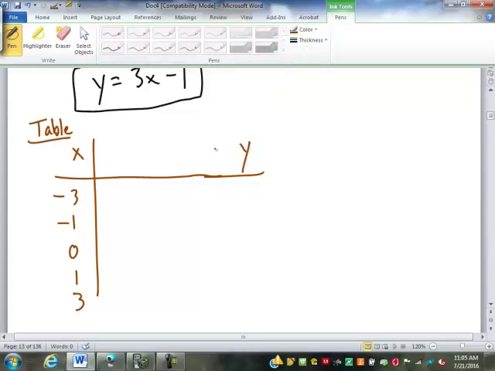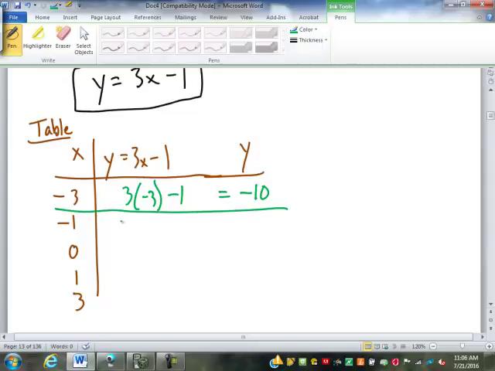Now, normally you probably see tables that look like this. The x and the y are right close together. I put the y down here just to make room for some calculation here. y is equal to 3x minus 1. So if x is negative 3, y is equal to 3 times negative 3 minus 1. What is that going to give us? What's 3 times negative 3? Negative 9. Minus 1? Negative 10.